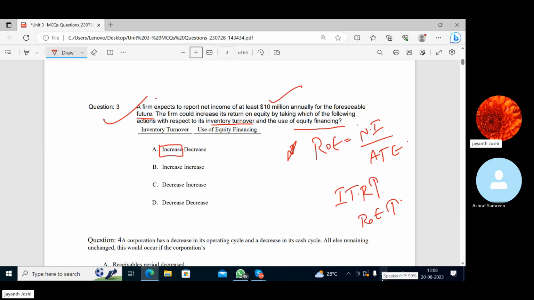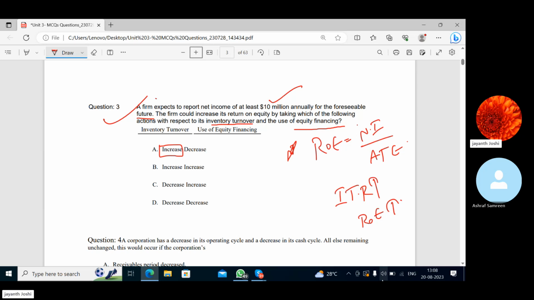So next point is equity financing. If more equity is taken for financing, that will increase your denominator, which will decrease your ratio, right?